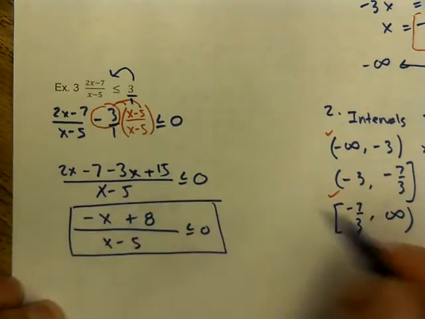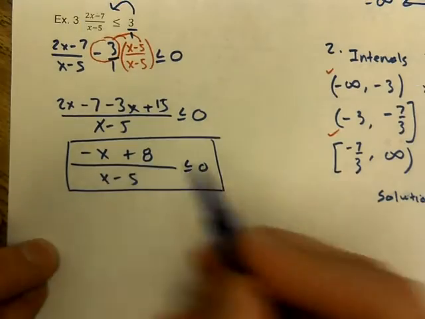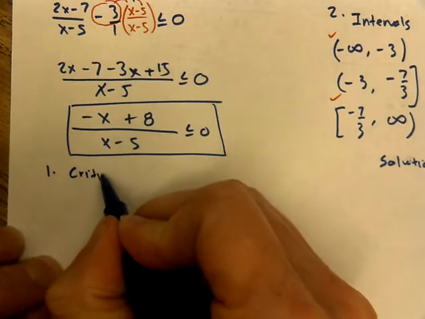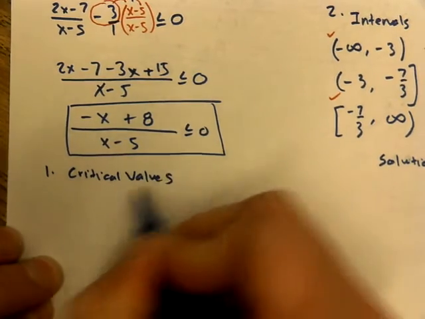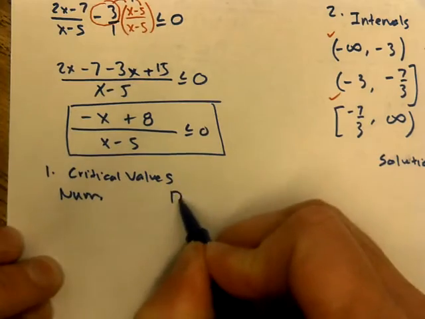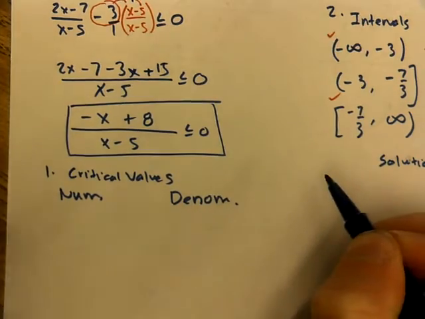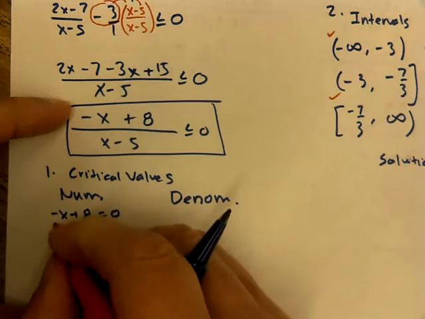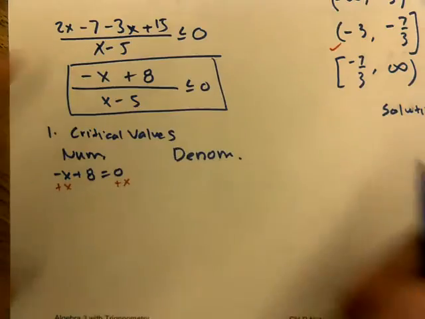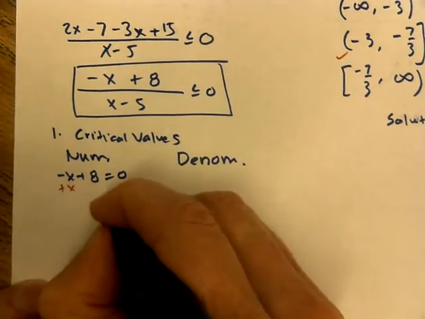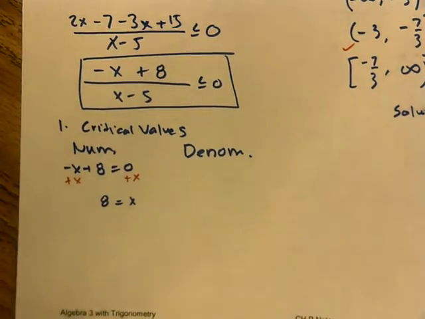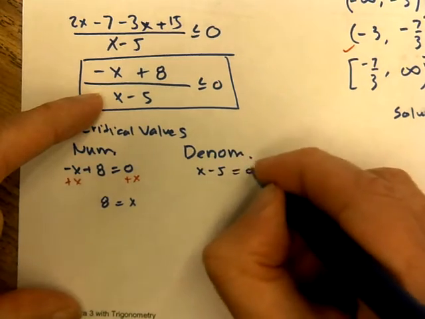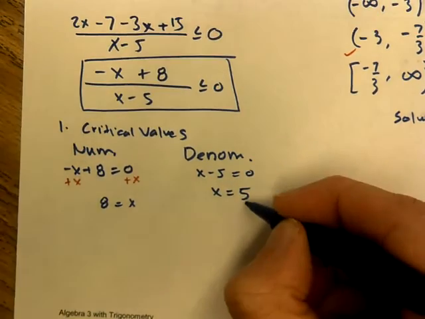Okay, so this is the inequality that we're going to test. We have a single fraction on one side, 0 on the other. So step 1, we need to find those critical values. Remember, some come from the numerator and some come from the denominator. So my numerator is negative x plus 8. We're going to set that equal to 0, and it'll be a little bit faster solving for x if we just move the negative x to the other side. So that is one of my critical values, positive 8. And then for the denominator, x minus 5 means that my other critical value is 5.